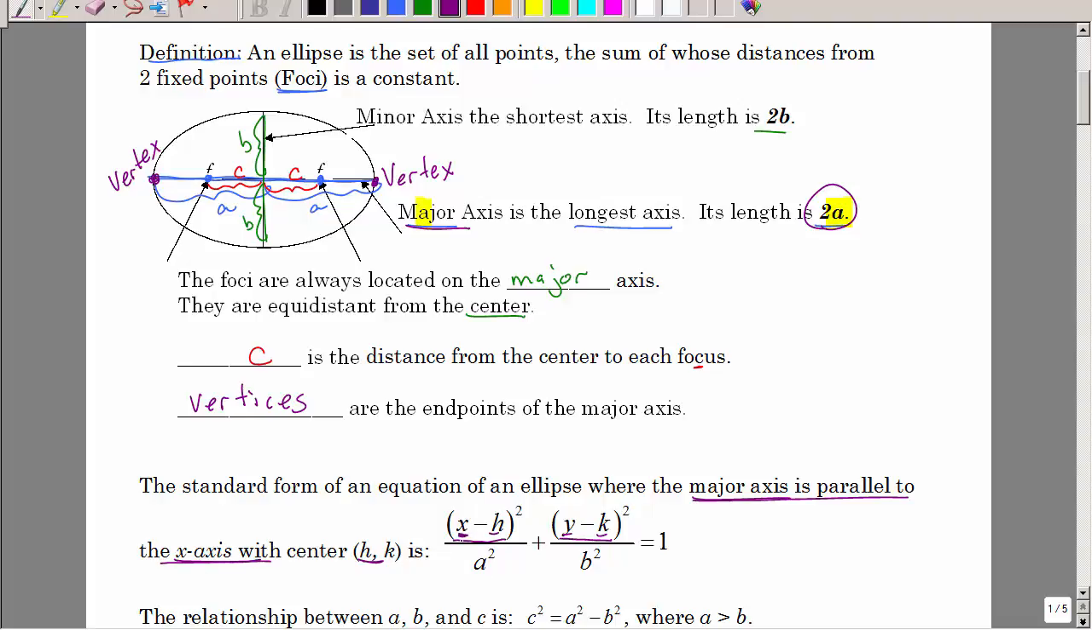And then how does that c get involved? Where does that focus come in? There's a relationship between a, b, and c, where c squared is a squared minus b squared. And of course, when you subtract, you always want to subtract so that you have a positive difference. We don't want to go into an imaginary world.